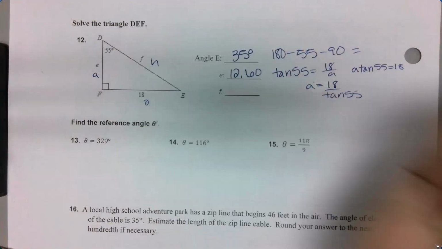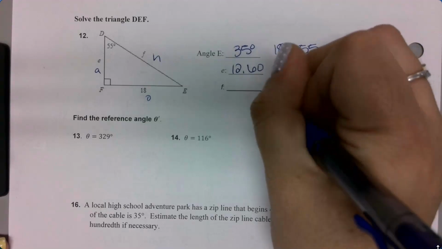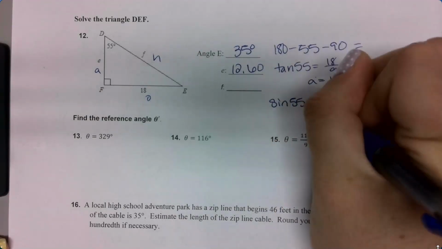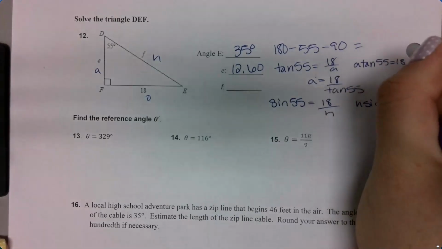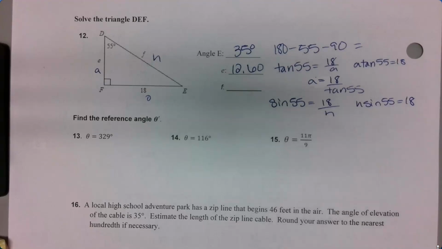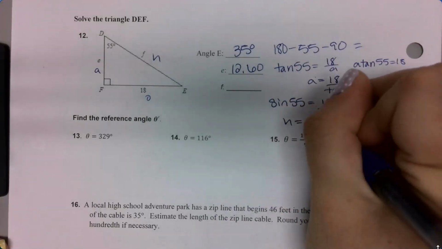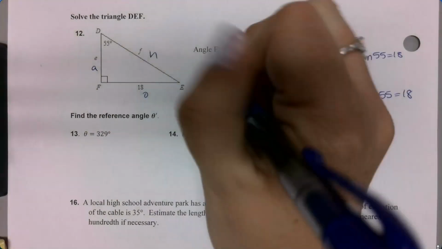Same thing for F. This time I'm looking for my hypotenuse. I have my opposite, so that is sine. Then I can rewrite this as h sine 55 equals 18. Divide by that sine 55. Gets me 21.97.